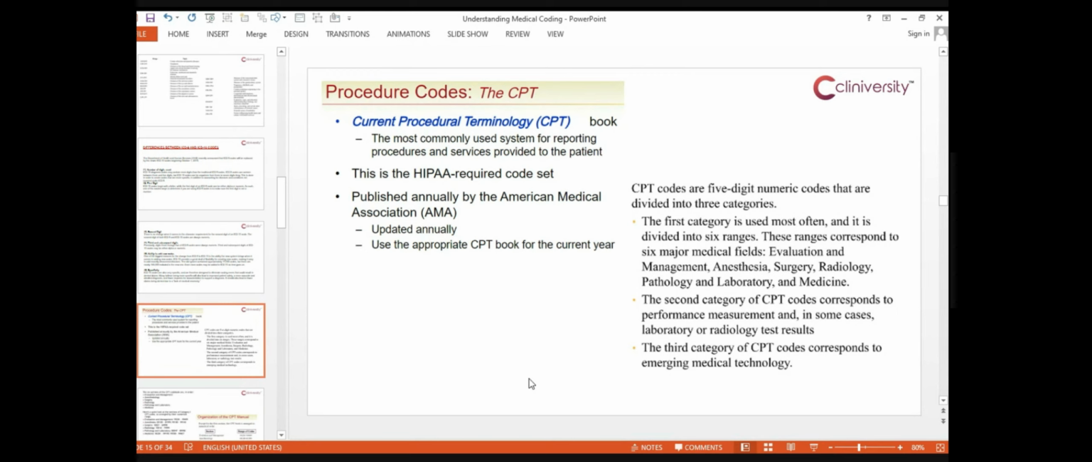The second category of CPT codes corresponds to performance measurement and in some cases laboratory or radiology test results. So it will cover all those details mentioned in the patient record which are related to lab and radiology tests, or certain other performance measurements if carried out. The third category of CPT codes corresponds to any emerging medical technology which is performed for the patient.